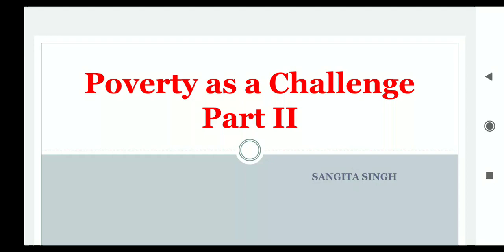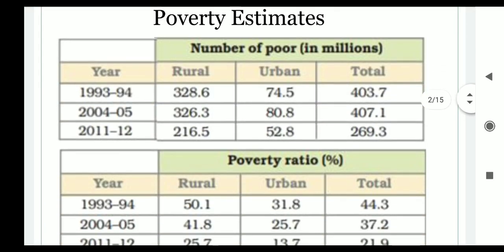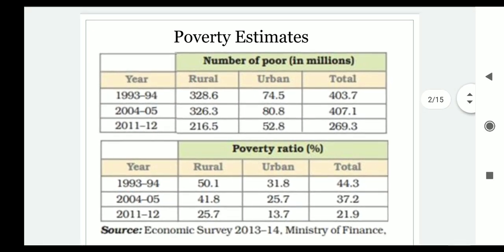Children, you can see from the table that there is a substantial decline in the poverty ratio in India, from about 40% in 1993-94 to 37.2% in 2004-5. The proportion of people below the poverty line further came down to about 21.9% in 2011-12. If the trend continues, people below the poverty line may come down to less than 20% in the next few years.